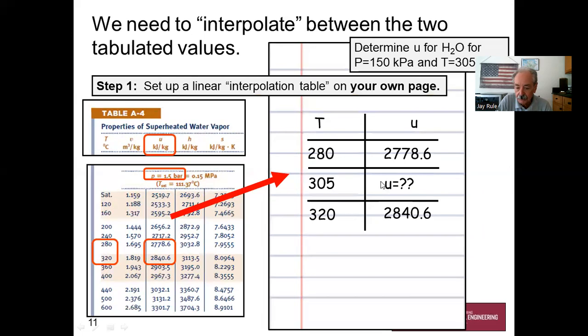That's what U value you're looking for, leave some space, and then write down 320. And write down the two numbers you know, 2778, 2840, and then maybe a question mark in there. That's the setup. A number of students don't like doing this, but I strongly recommend that you develop this habit. I had to.